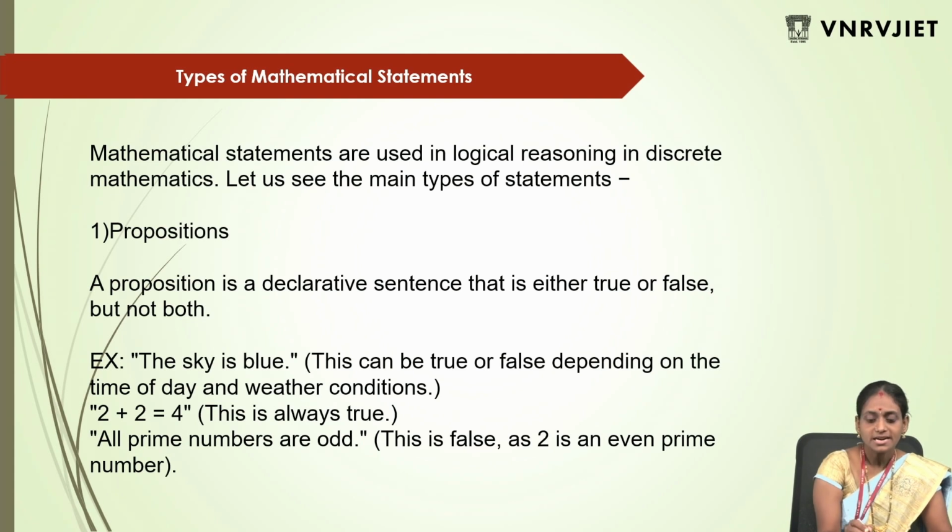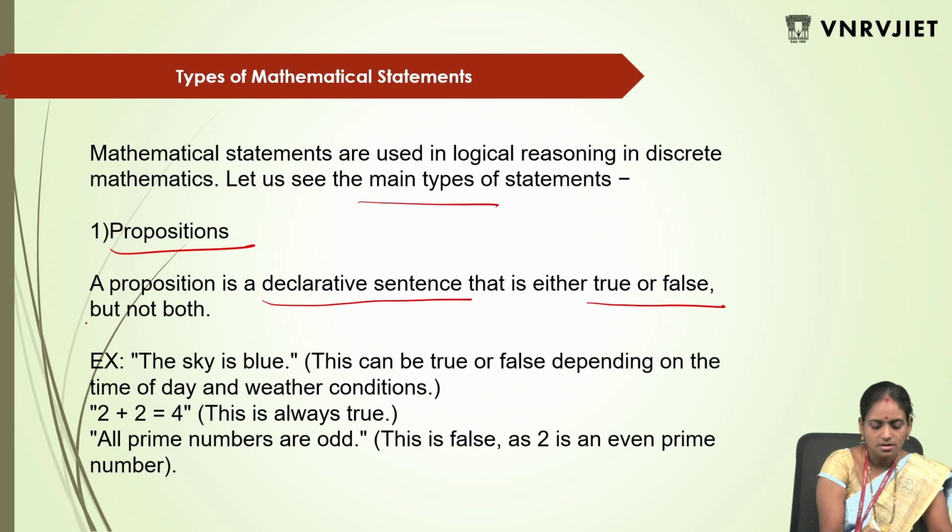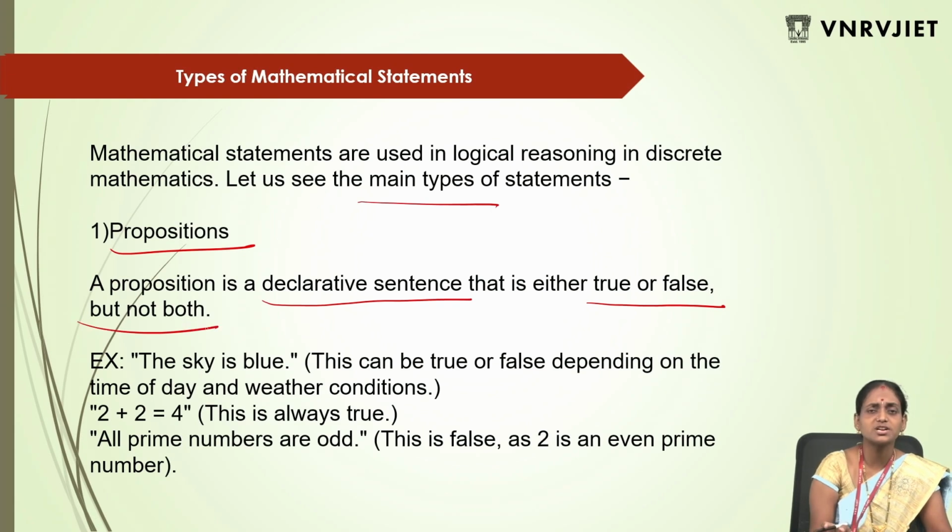Next, again we are having types of mathematical statements. What are the different types that we are having in mathematical statements? Mathematical statements are used in logical reasoning in discrete mathematics. So what are the main types? The first one is propositions. How are we going to define it? As I said previously, it is a declarative sentence that is either true or false, but not both. This is the actual definition of a proposition. One more name for a proposition is statement.